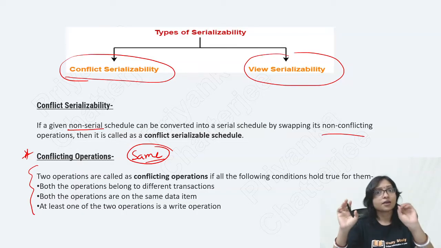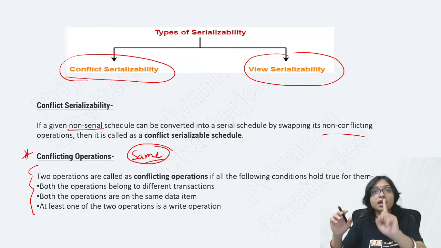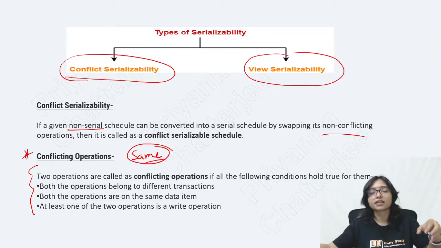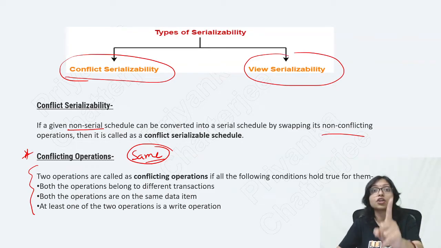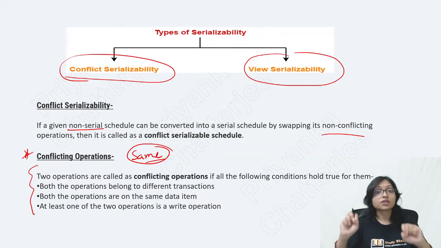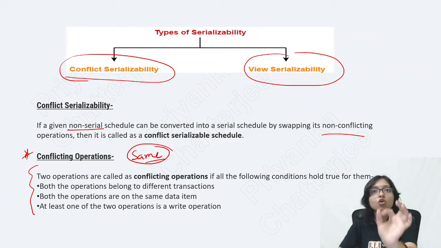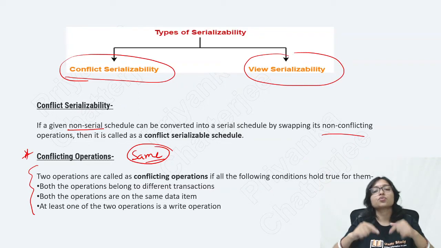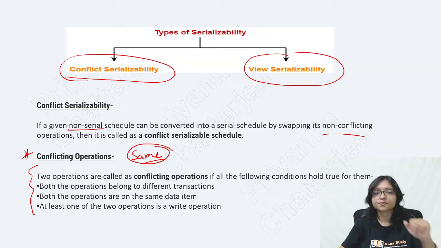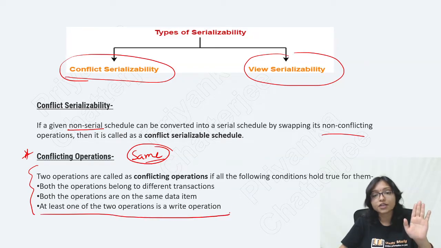Conflict will happen. There are two siblings, brother and sister, and they are fighting. Why? Because there is only one toy. If both have different toys, they will not fight, right? If there is only one copy, they will start fighting. So first of all, conflict arises when there is common, same data. You are trying to work on data, and your brother is also trying to work on that data. That is a conflict. Remember that. After that, at least one write operation should be there.